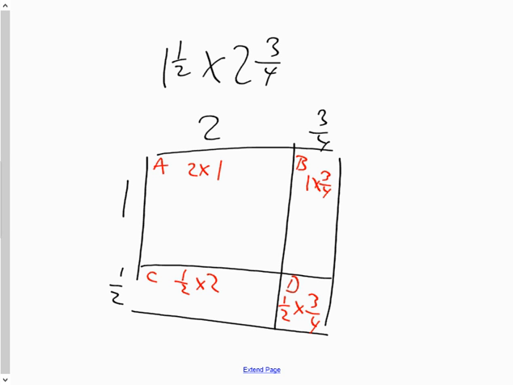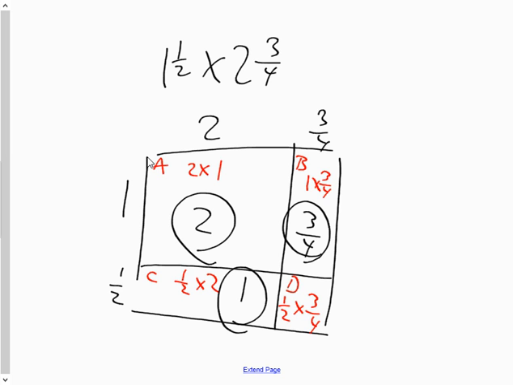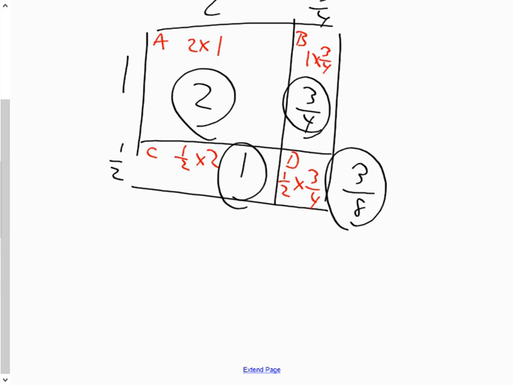This should be easy, because I think 3 of them are going to be really easy. What's 2 times 1? There's your area of A. What's 3/4 times 1? Just 3/4. What's 1/2 doubled? Just 1. And finally, the last one, what's 1/2 times 2? What's 1/2 times 3/4? 3/8. Am I done yet? No, because now I have to add the sections together.